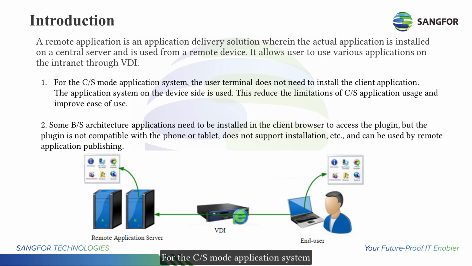For the CS mode application system, the user terminal does not need to install the client application. The application system on the device side is used. This reduces the limitations of CS application usage and improves ease of use. Some BS architecture applications need to install a plugin in the client browser to access them. But if the plugin is not compatible with the phone or tablet or does not support installation, they can be used by remote application publishing.